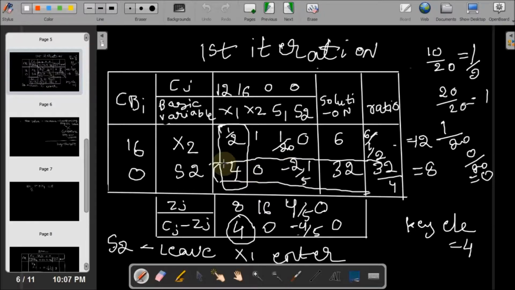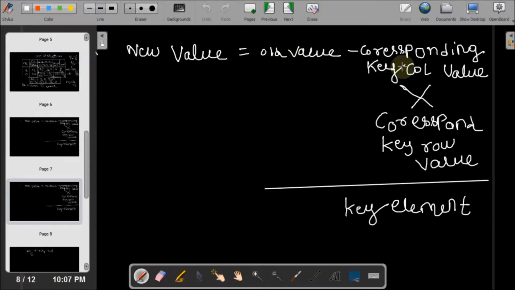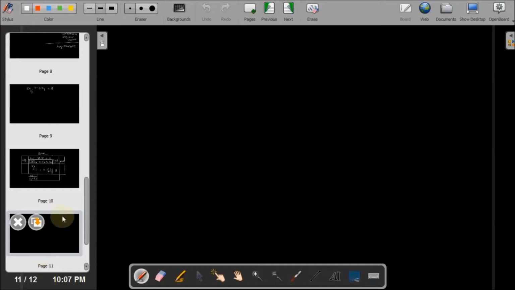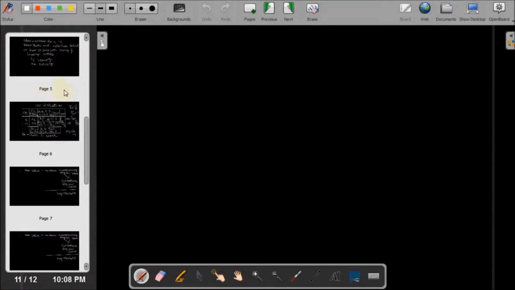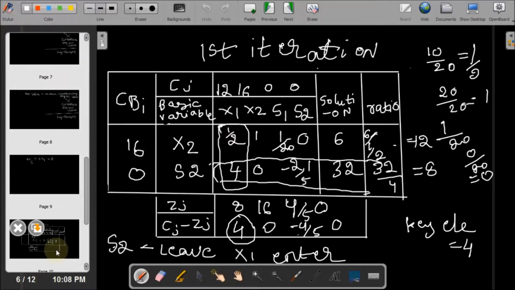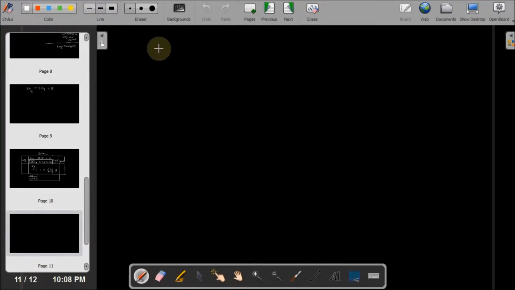Now how to find out the new values for x2? The formula, don't forget the formula. New value is equal to old value minus corresponding key column value into corresponding key row value. So I will write that. So here 1 by 2. What is the old value? Old value for x2 is 1 by 2. So I will write that.